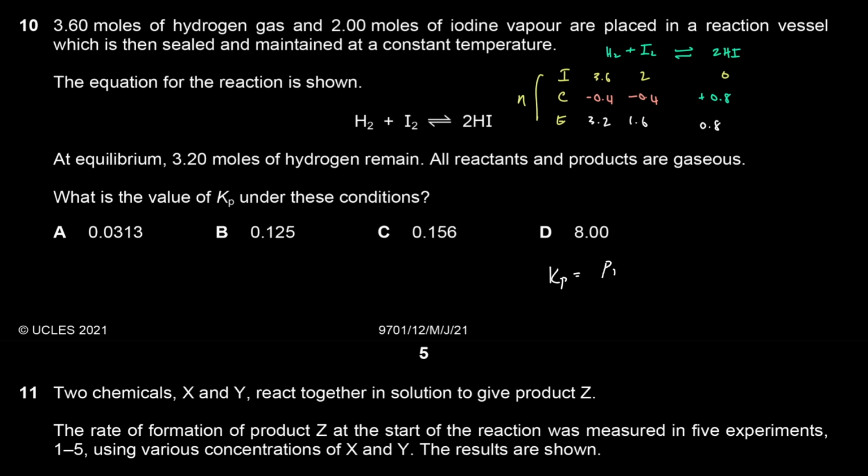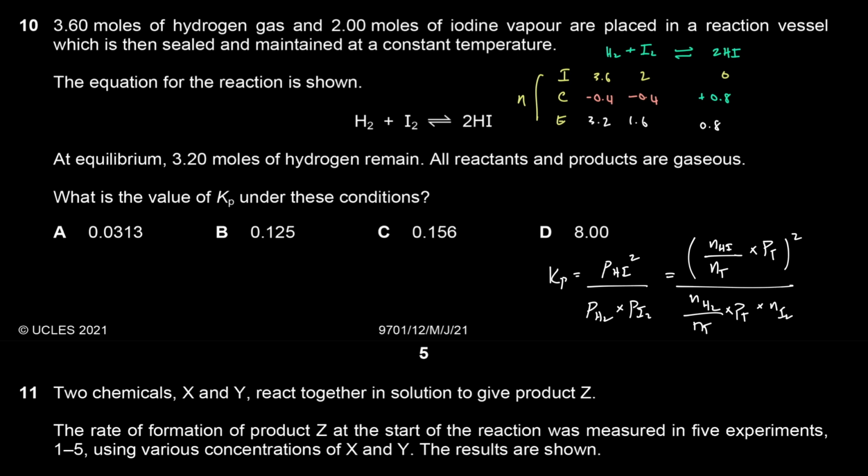When you look at the Kp, it's the partial pressure of hydrogen iodide squared divided by the partial pressure of hydrogen times the partial pressure of iodine, right? But in this particular case, remember, the partial pressure is the mole fraction, that's the number of moles divided by the total number of moles, times the total pressure. Same thing here: the number of moles of hydrogen divided by the total number of moles times the total pressure. And same thing here: the number of moles of iodine divided by the total number of moles times the total pressure.